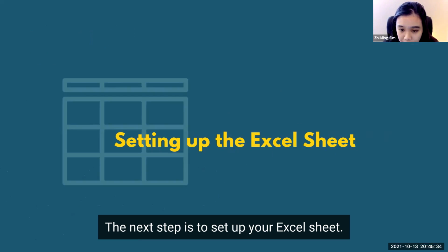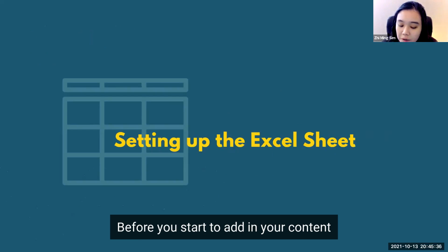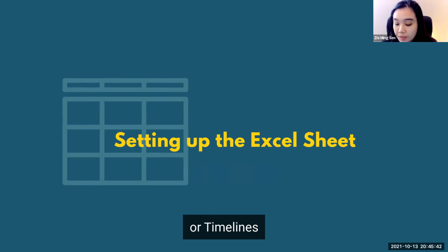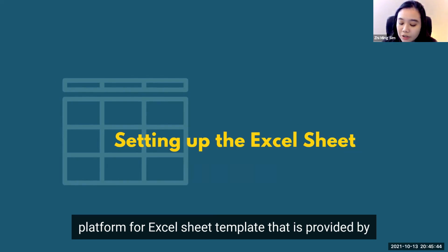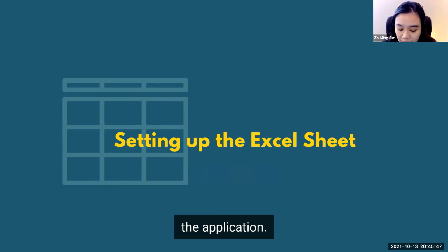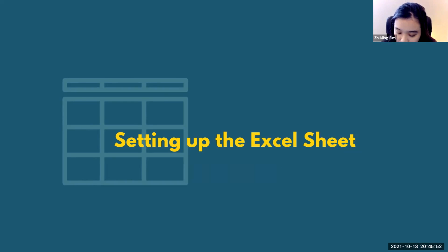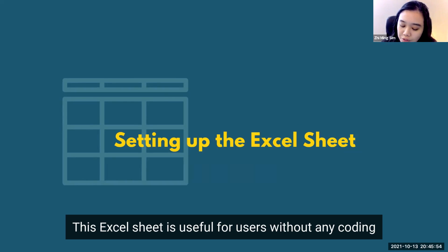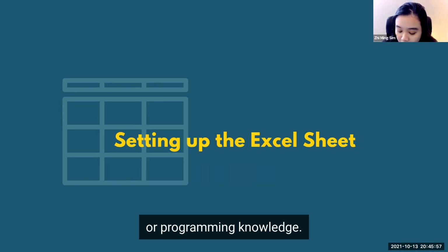The next step is to set up your Excel sheet. Before you start to add in your content, you have to go back to the Knight Lab or TimelineJS platform for an Excel sheet template that is provided by the application. This Excel sheet is useful for users without any coding or programming knowledge.